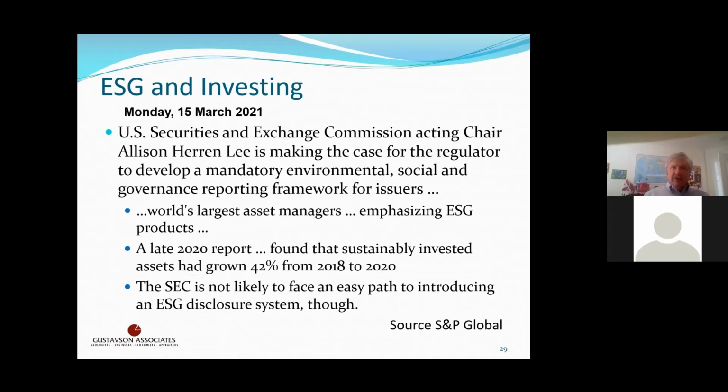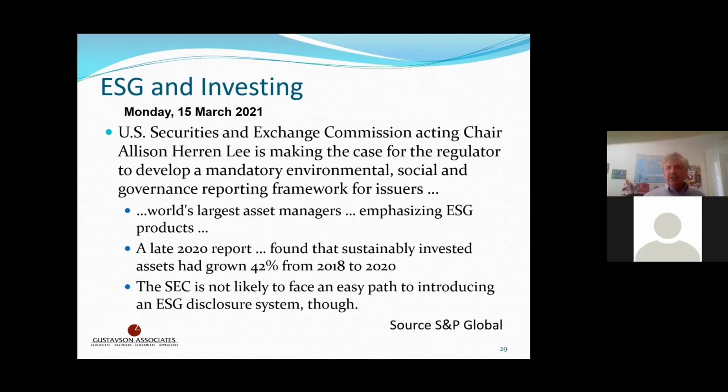Having a strong outreach program and dealing with these 3 factors, environment, social, and governance, is a way to have access to additional capital assets that you may not have had access to as just a mining company. Some of the world's largest asset managers, and this is from S&P Global, they mentioned several by name, BlackRock leaps out, are emphasizing these products. A late 2020 report found that sustainably invested assets had grown at a higher rate than other assets.